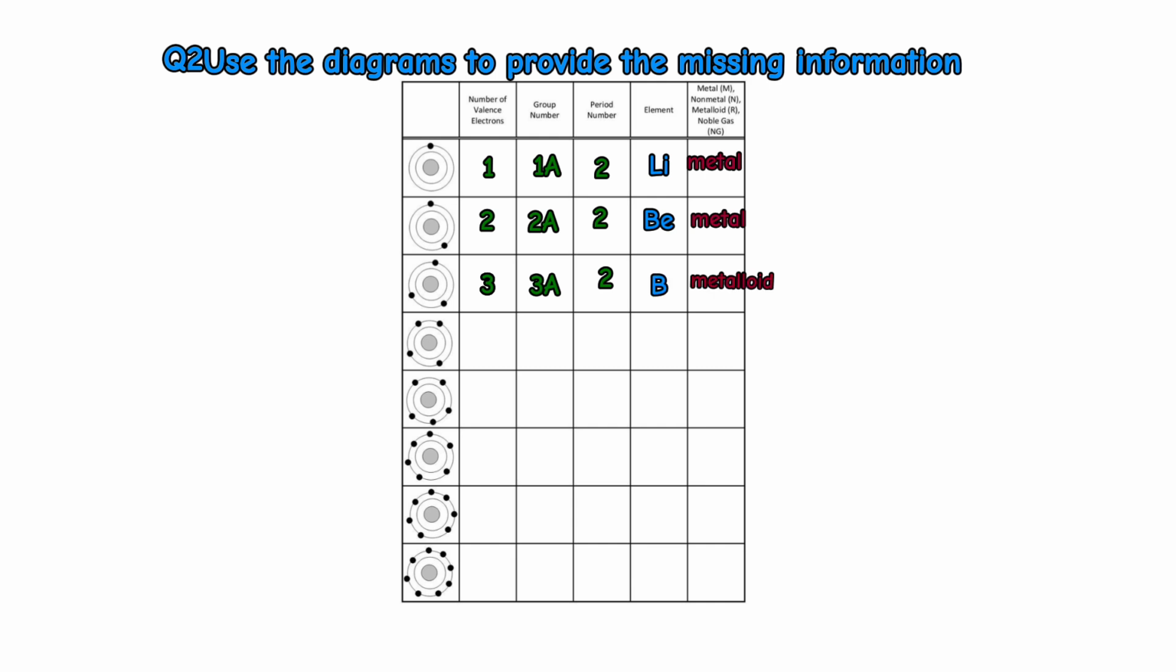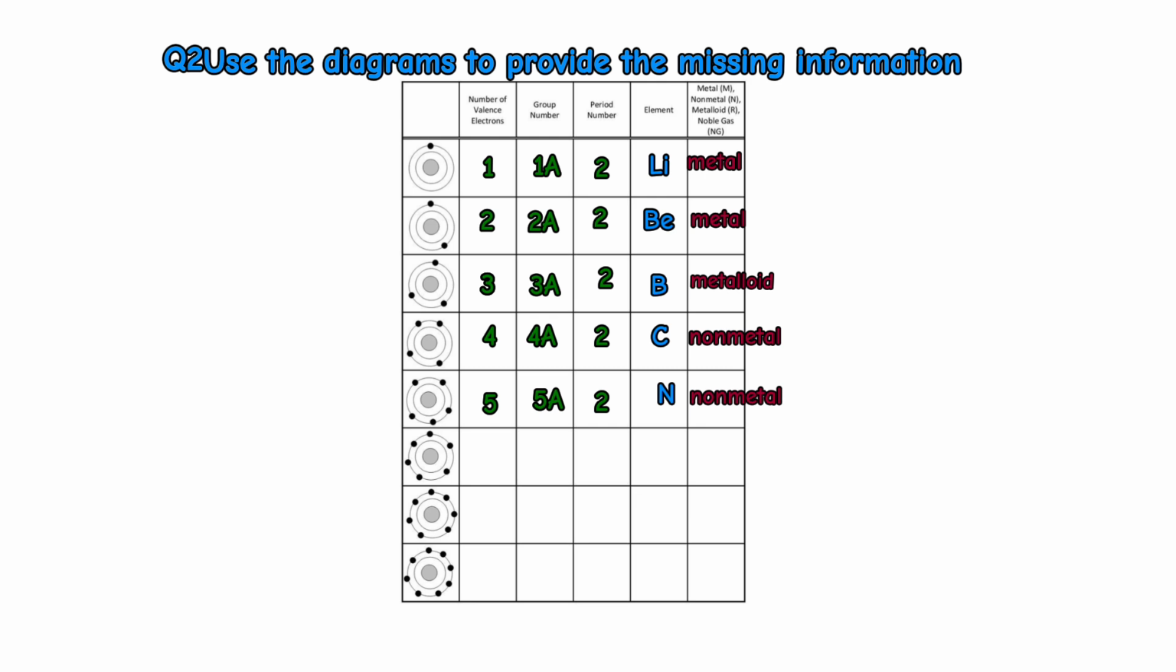The atom number 4 has 4 valence electrons, so it is in group 4A. And it has two shells, so it is in period number 2. This atom is known as carbon. It exists in the non-metal area. The atom number 5 has 5 valence electrons, so it is in group 5A. And it has two shells, so it is in period number 2. This element is known as nitrogen, and it exists in the non-metal area.